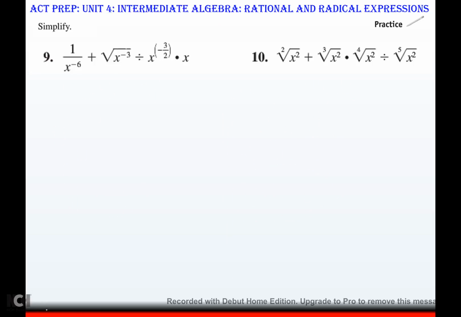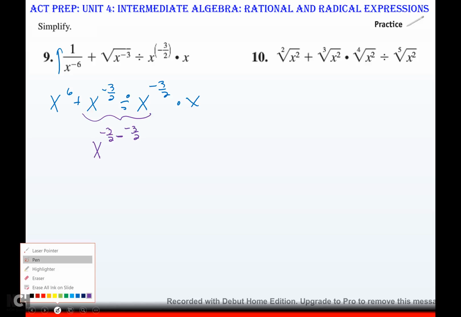Number 9, all right, this can move up. So I'm going to get x to the 6th. Get out of the radical. That's going to be x to the negative 3/2 divided by x to the negative 3/2 times x. Well, I'm going to have to multiply and divide in order from left to right first, so I'm doing this, which is going to give me x to the negative 3/2 minus a negative 3/2. The double negative is going to turn positive, and that gives me x to the 0, which is 1.